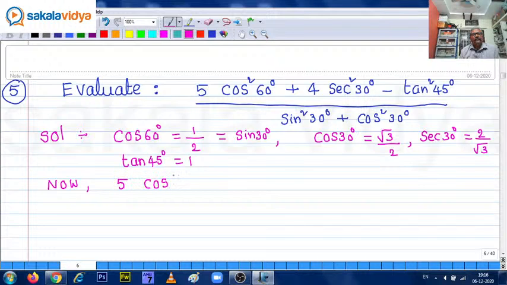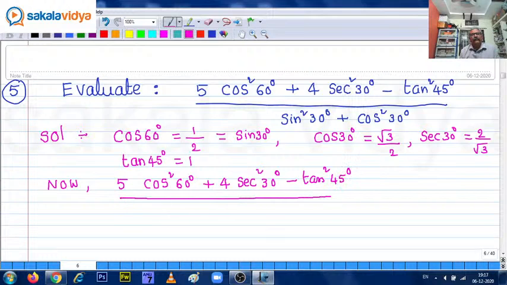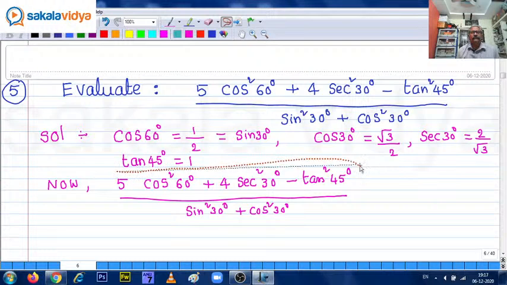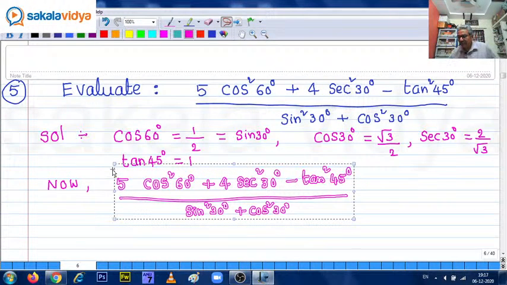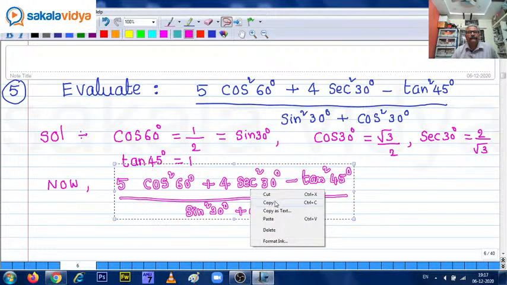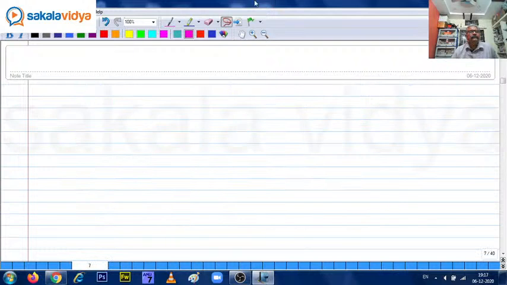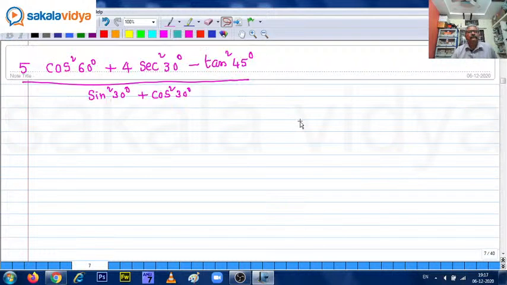5 times cos square 60 plus 4 times secant square 30 minus tan square 45 upon sin square 30 degrees plus cos square 30. Obviously sin square 30 plus cos square 30 is 1, because of the identity sin square A plus cos square A is equal to 1. But moreover we need to do it. So let us do this one now. Okay, let us find out these values now.